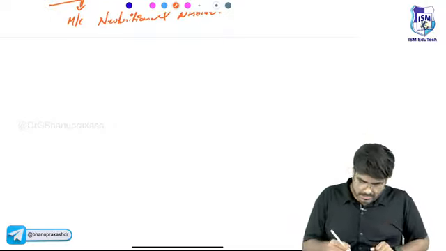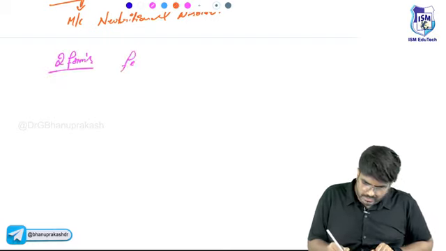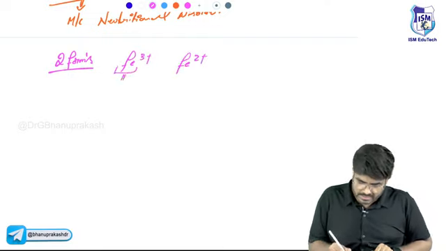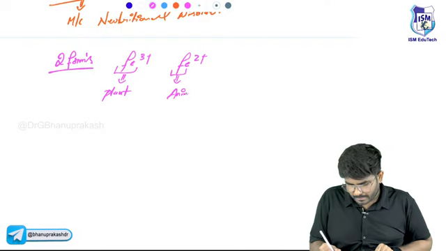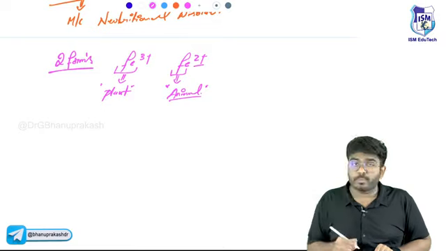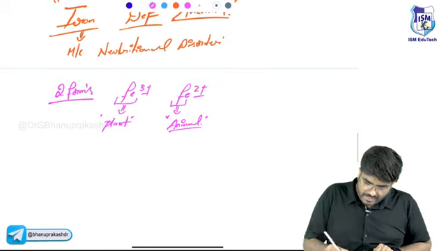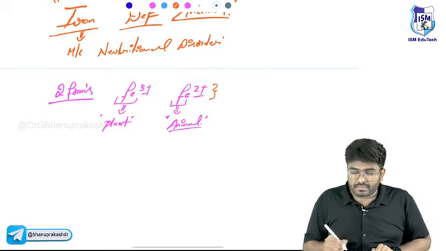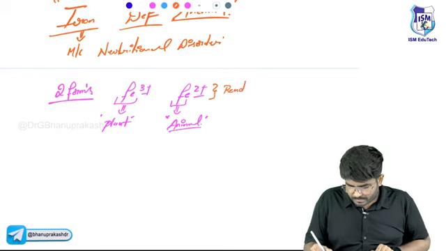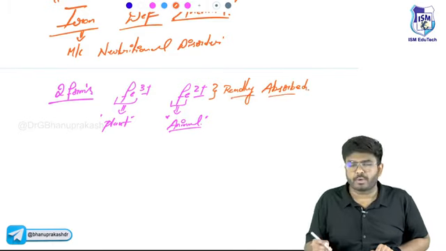See, there are 2 forms of iron, sir: ferric iron and ferrous iron. The ferric iron you will get especially from the plant sources, and ferrous iron you will get from animal sources. So animal sources will give you the ferrous form of iron, that is Fe2+, and from the plant sources you will get the Fe3+ form of iron. See, this ferrous iron is readily absorbed. You can easily absorb it.